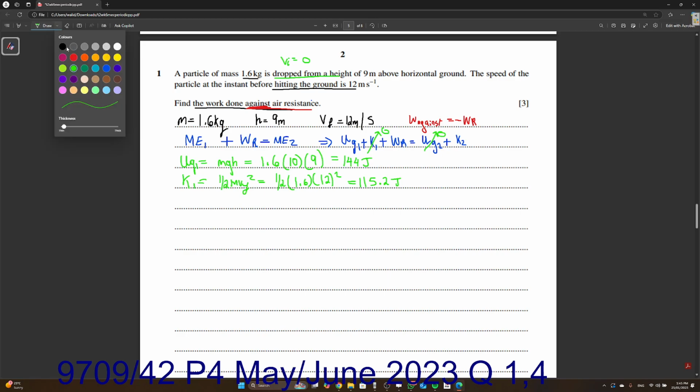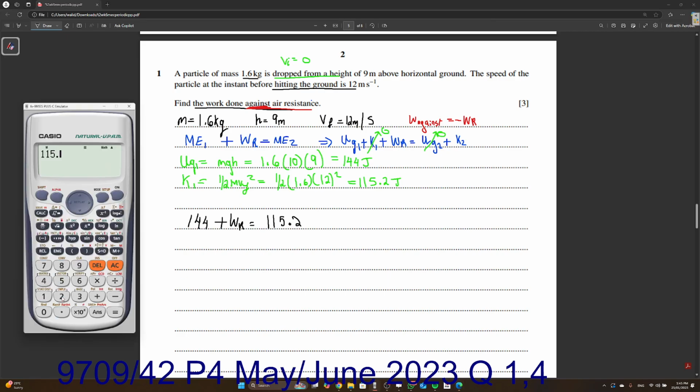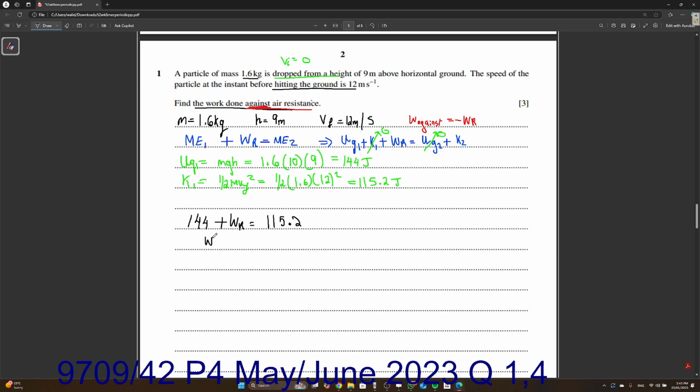We can find the work done by the resistance. So let's go back and substitute. UG1, we figured out to be 144, plus the work done by resistance is equal to kinetic energy 2, which is 115.2. Let's subtract 144 from 115.2, and you're going to get that the work done by resistance is equal to negative 28.8. This is the work done by resistance, and it's logical for you to get a negative answer here.